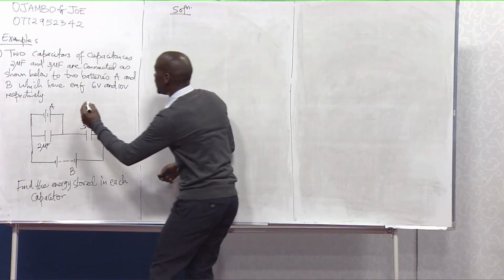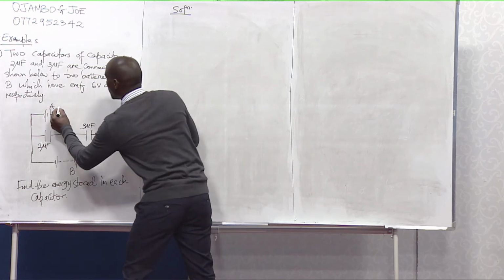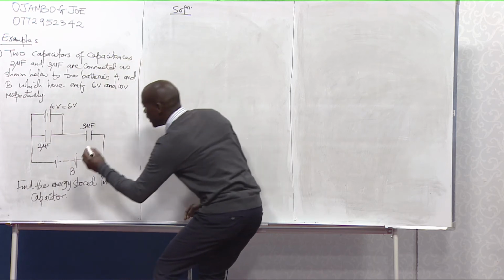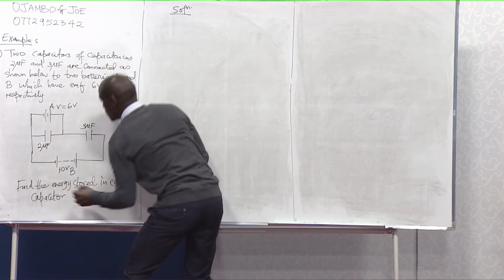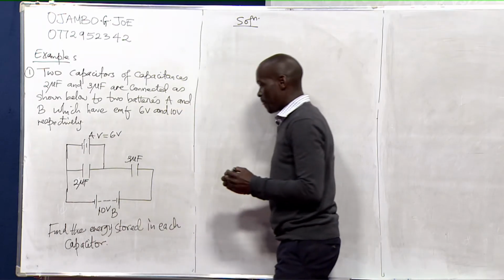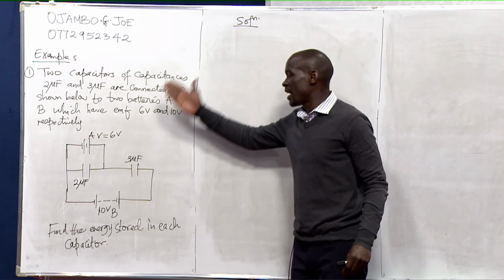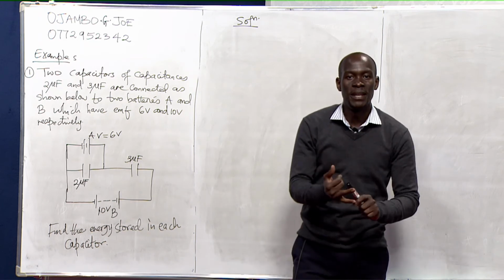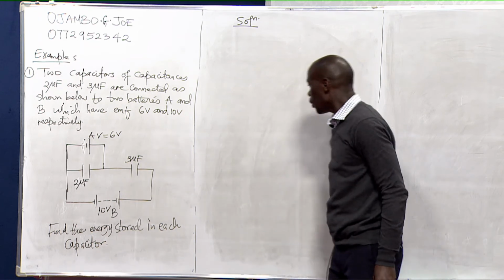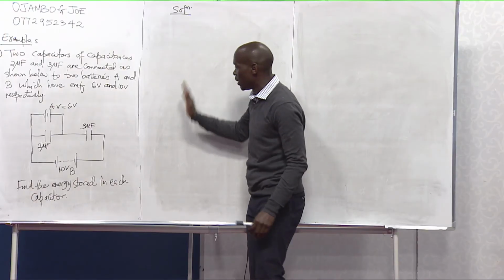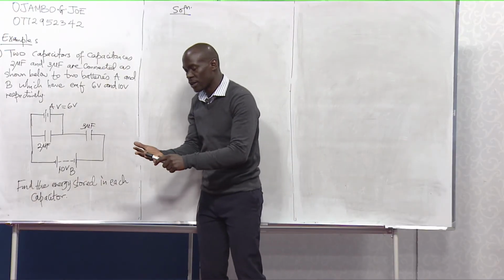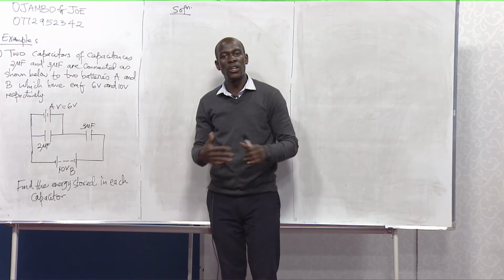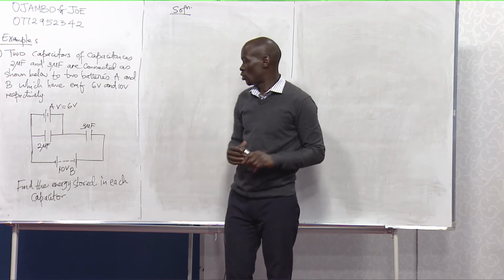We know that A is a battery of EMF 6 volts. Can I put here 6 volts? Then B is a battery of EMF 10 volts. Now, what do we know? We know that when they are in series, charge is the same, but PD is different. We can use any of the available formulae. Remember, we have QV over 2, CV squared over 2, and Q squared over 2C. So you can use any of them depending on what quantities you have.